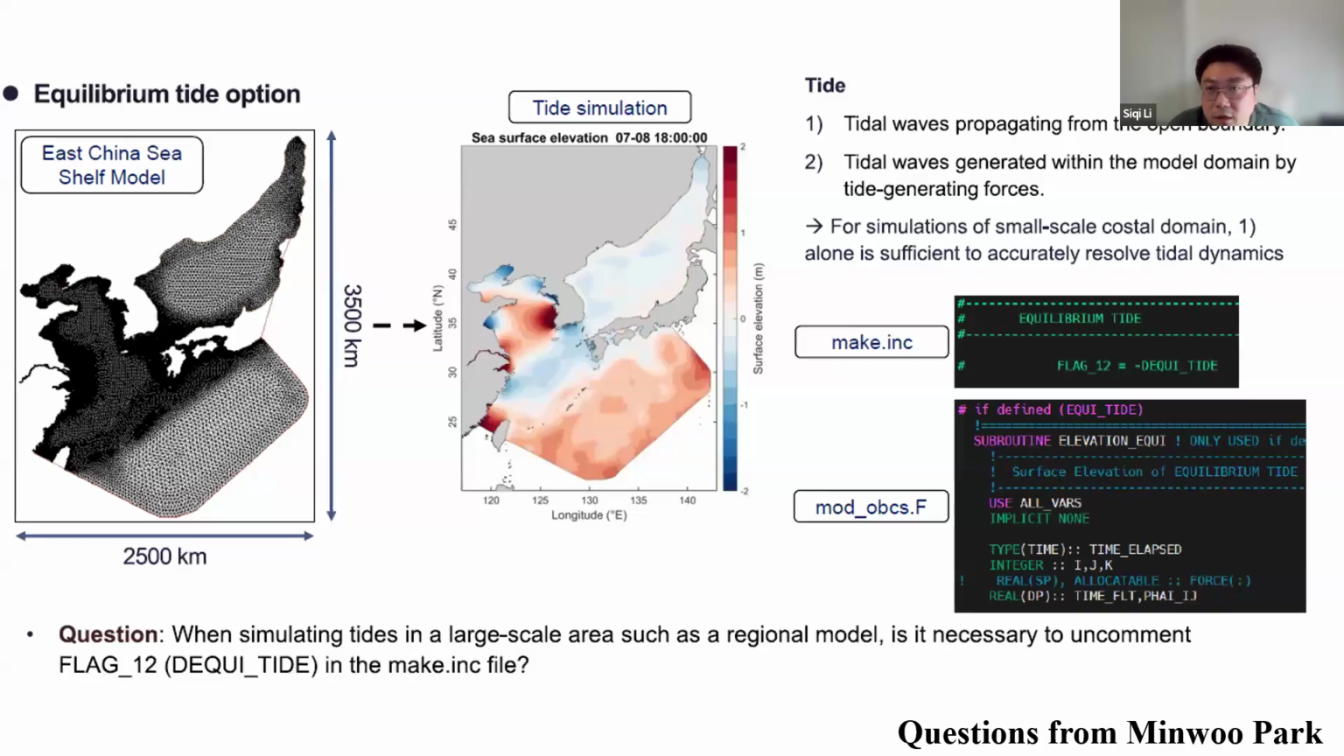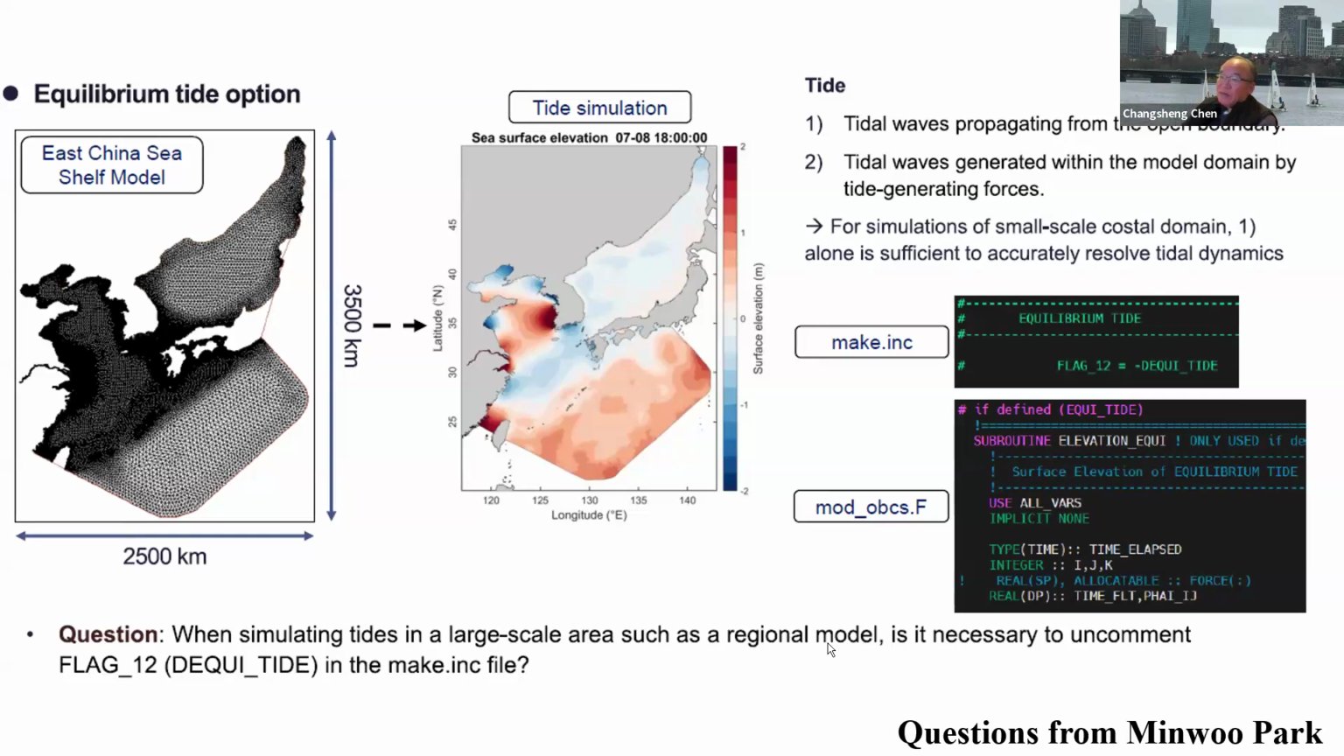Next question is about the tide. I look at your question. You asked, do we need equilibrium tide? That's a very good question. Equilibrium tide you only need to consider for larger scales. For example, in an East China Sea model, the equilibrium tide effect is very small.